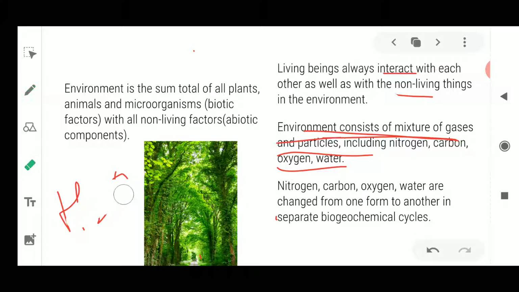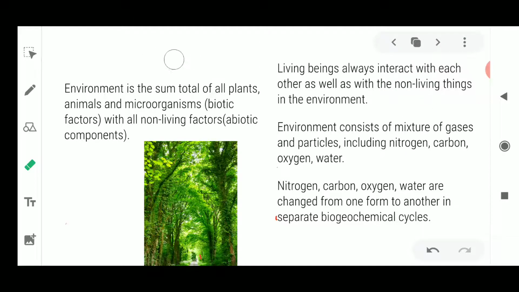Now atmosphere is nothing but just the mixture of gases which is present all around the earth, so that it gets protected, so that we get a proper temperature, so that life is possible on the earth. This environment is a mixture of gases: the nitrogen, the carbon, the oxygen and the water.